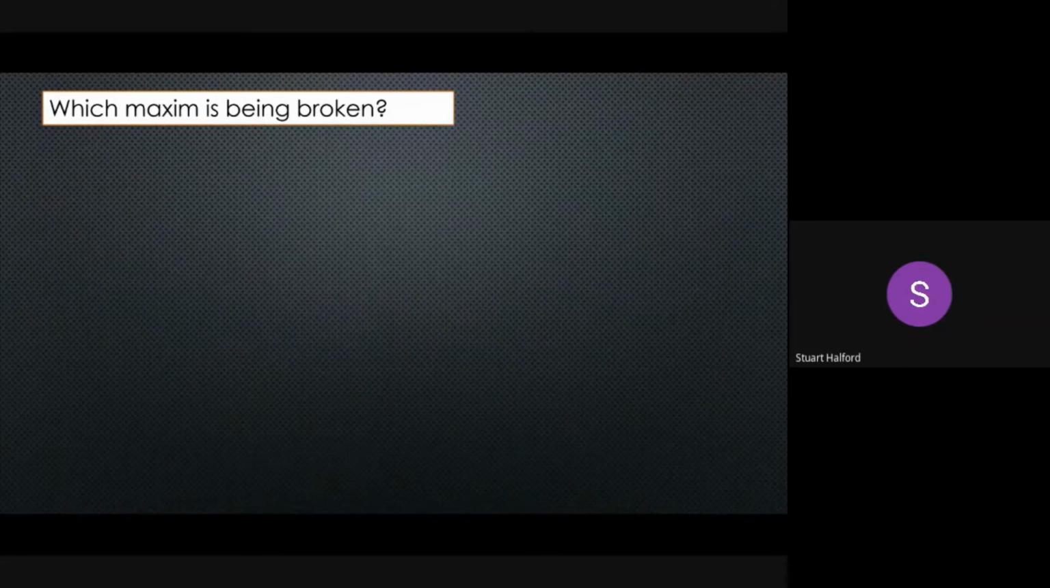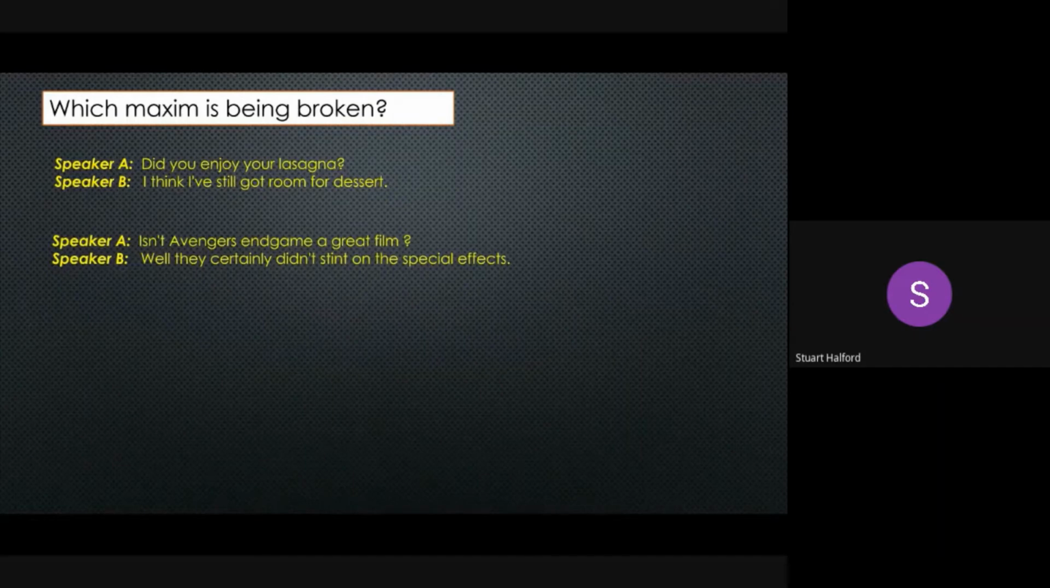On this slide then, let's have a look at how maxims get broken and how implication or implicature works. So speaker A asks speaker B, did you enjoy your lasagna? To which speaker B replies, I think I've still got room for dessert. So have a think about that for a minute. And in another situation, speaker A, talking about the Marvel series of films, says, isn't Avengers Endgame a great film? And speaker B says, well, they certainly didn't stint on the special effects.